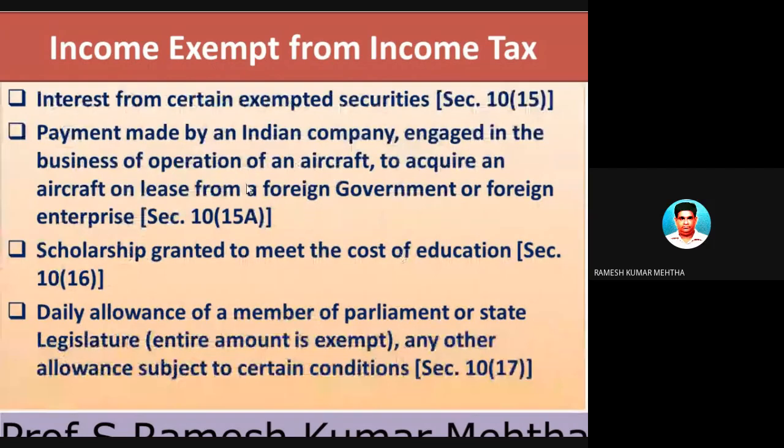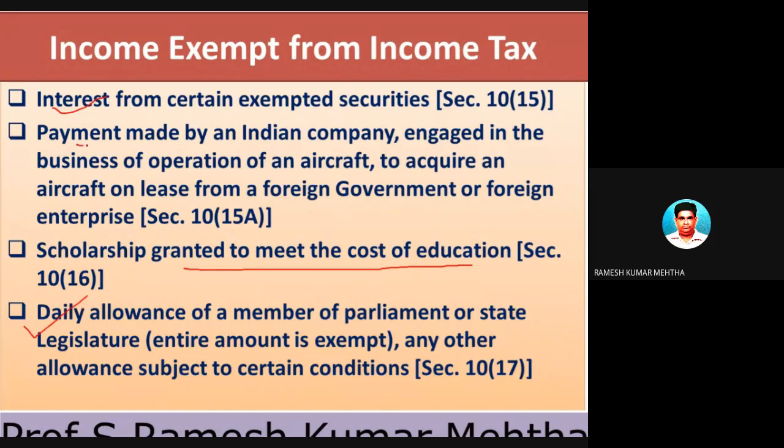Next item under section 10 is interest from certain exempted securities. If the assessee has invested in these exempted securities and any interest is earned, it is fully exempted from tax under section 10, subsection 15. Next, scholarship granted to meet the cost of education. If the government is granting a scholarship to meet the cost of educational expenditure under section 10, subsection 16, it is fully exempted from tax.